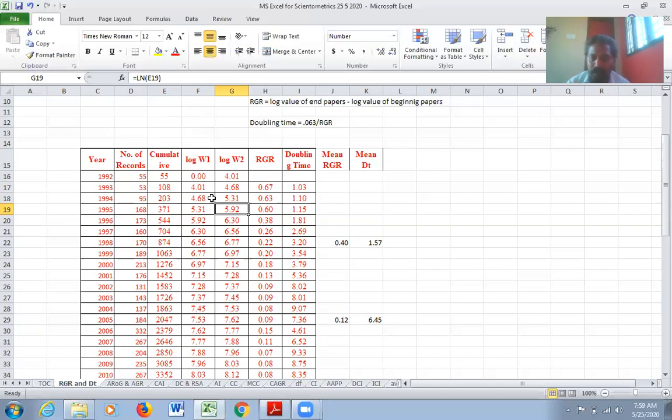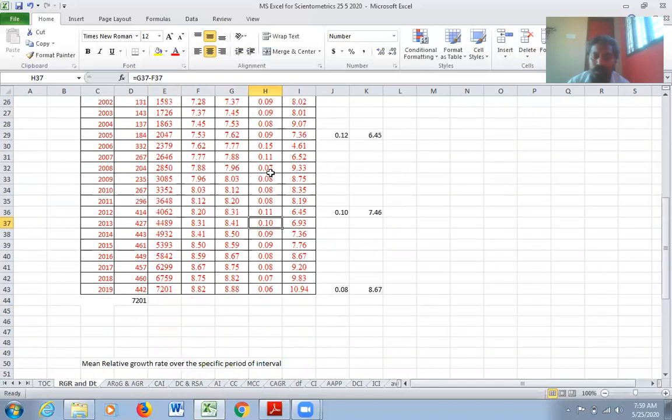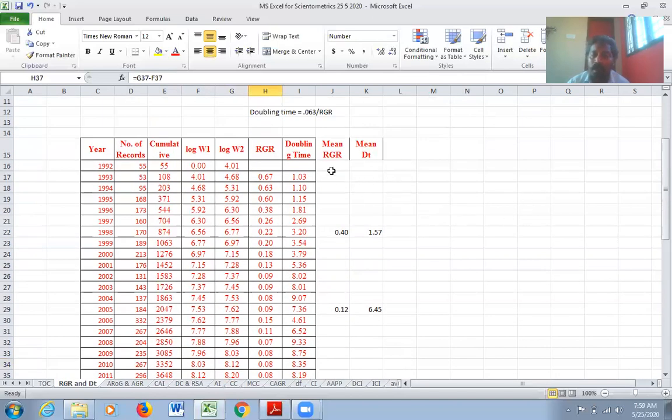Now this is over. Now, what is the step to calculate relative growth rate? It's very simple. G17, that means final log value minus initial log value. That tells you the relative growth rate of all years' publications. Normally what I have seen is that the relative growth rate shows a declining trend throughout the period. You can see here, it starts from 0.67, it has gone down to 0.006. Right. And what about doubling time?